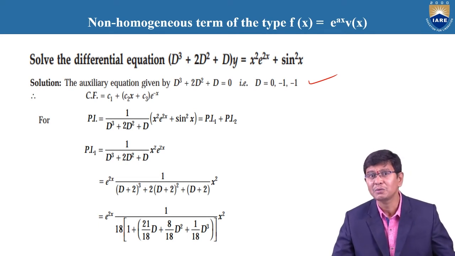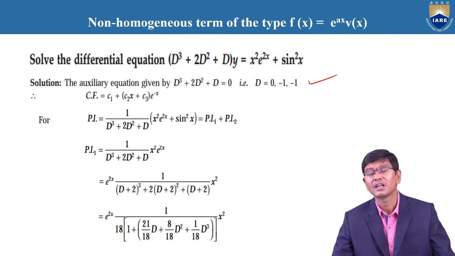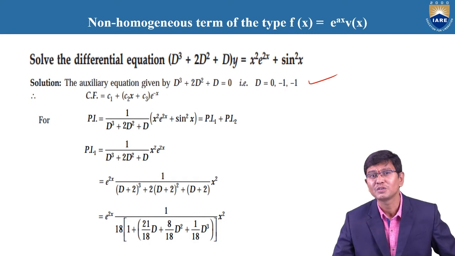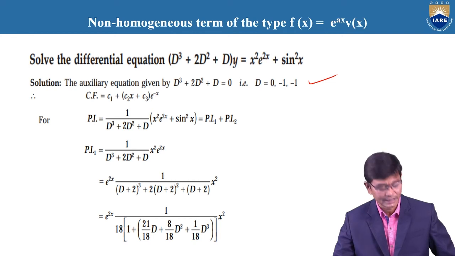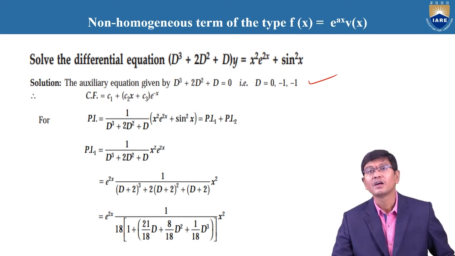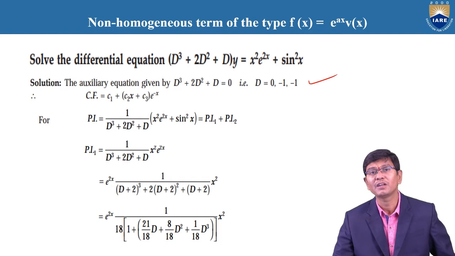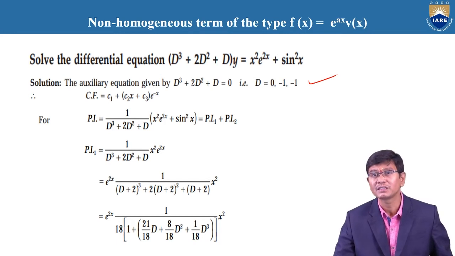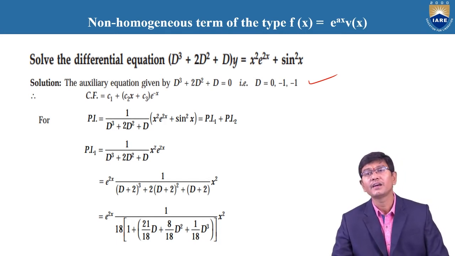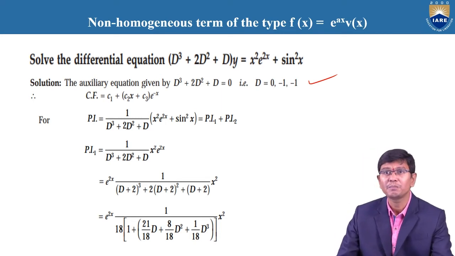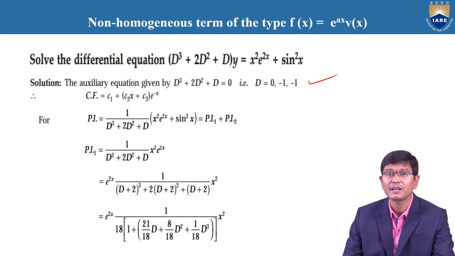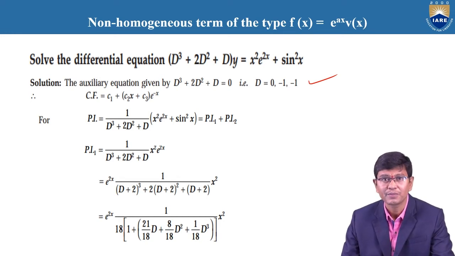Therefore, by using the different root and the repeated roots, the complementary function is equal to c1 plus c2x into e power minus x plus c3 into e power of minus x. Now we need to follow the particular integration. The particular integration is 1 by f of d into q of x, that is 1 by d cube plus 2d square plus d into x square into e power 2x plus sin square x.